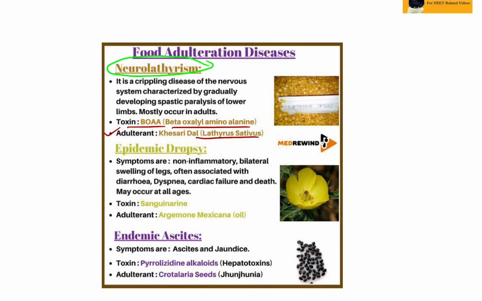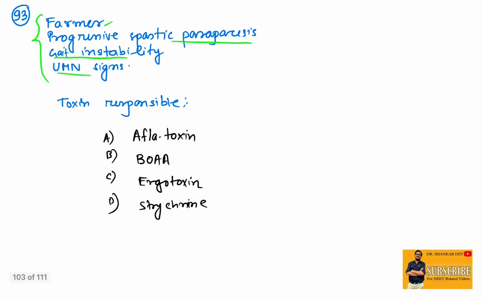So other important food adulteration diseases are epidemic dropsy and endemic ascites. These are also important for future competitive exams: sanguinarine causing epidemic dropsy, an adulterant in Argemone mexicana oil; endemic ascites caused by pyrrolizidine alkaloids in Crotalaria seeds, presenting with ascites and jaundice. Neurolathyrism, epidemic dropsy, endemic ascites, and aflatoxin causes HCC, hepatocellular carcinoma. So these are the important questions for upcoming exams.